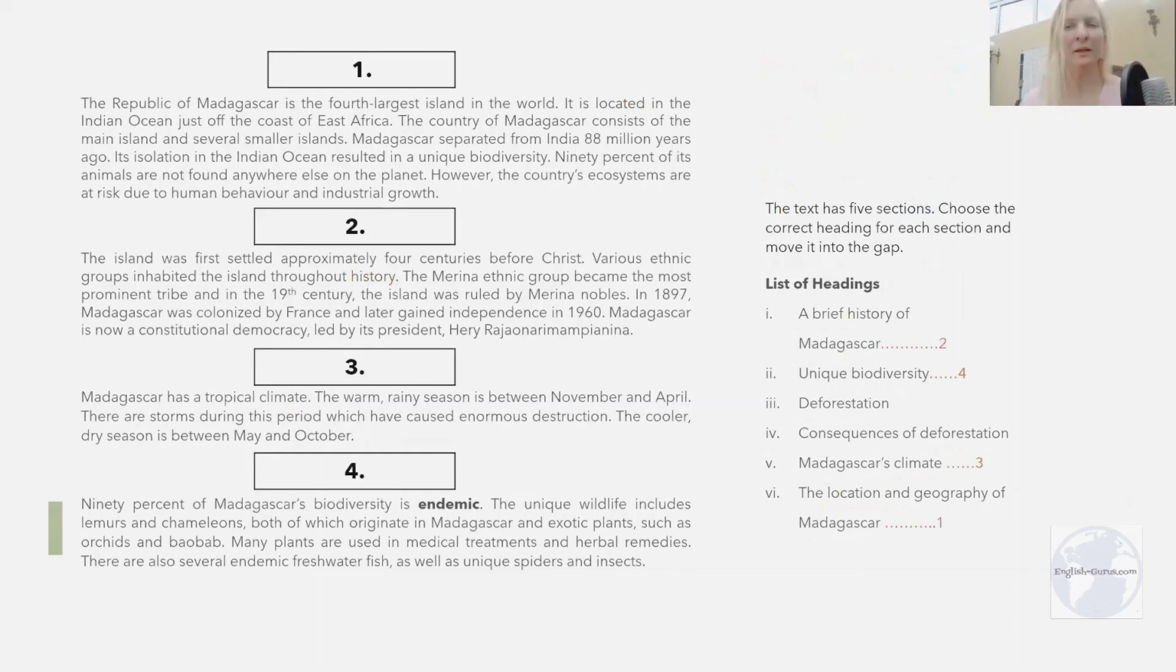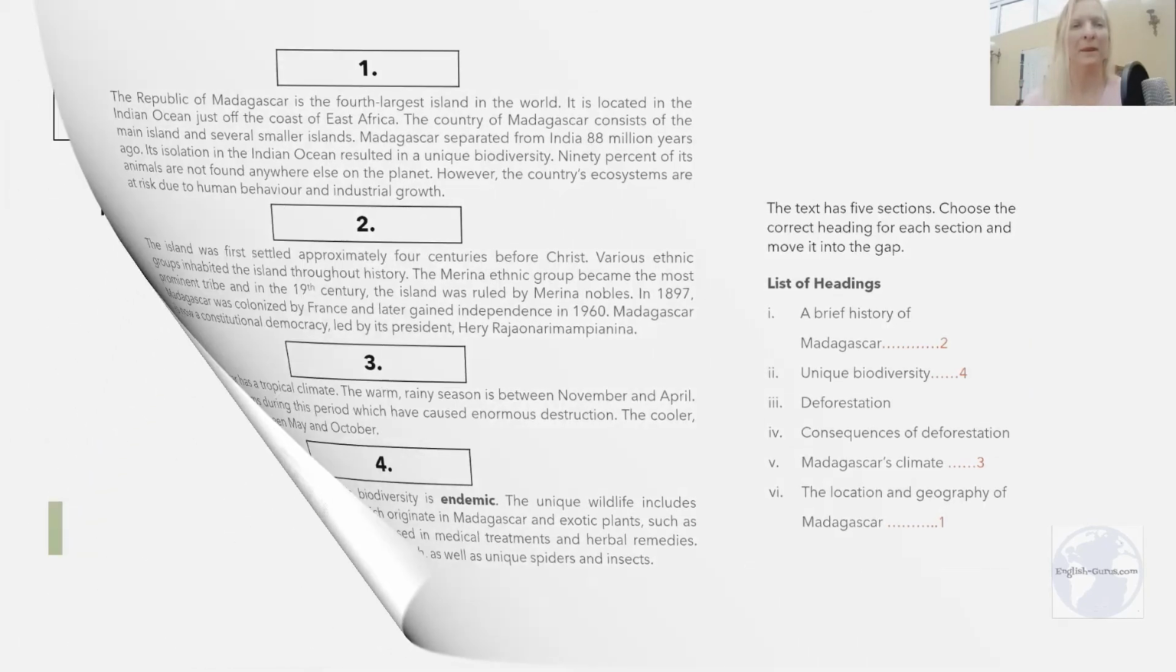So again, this is quite a tricky one because the word biodiversity does appear in paragraph 1, but we know that paragraph 1 is about the geography of Madagascar. It's not actually about biodiversity, but number 4 is. So that's why it's important to go back and check every time, just in case, because it's easy to make a mistake. Answers at the end.